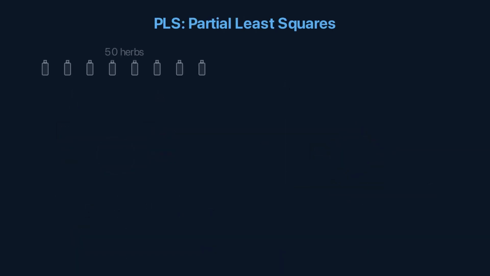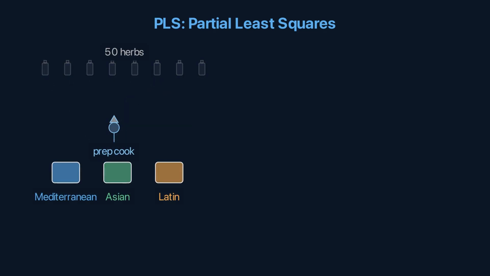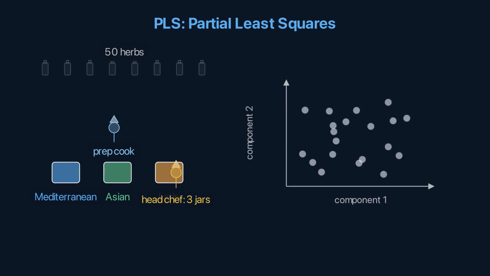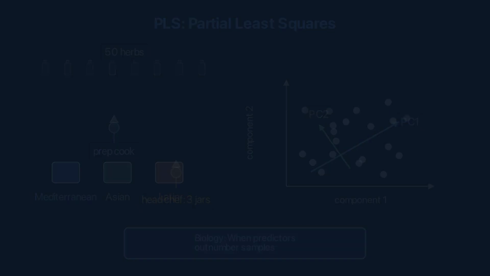Before the head chef touches anything, a prep cook consolidates the pantry. 50 herb bottles are combined into 3 master blends: Mediterranean, Asian, Latin. Each blend is a weighted combination of the originals. Now the chef works with 3 jars instead of 50. This is partial least squares, reducing many correlated predictors into a few uncorrelated components. When you have more ingredients than dishes to taste, more predictors than samples, PLS makes the problem manageable.